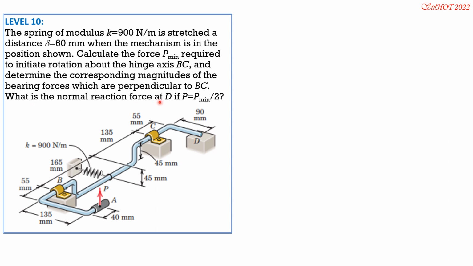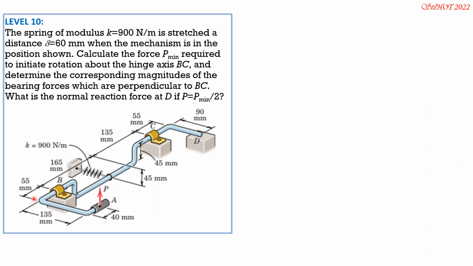What is the normal reaction force at D if P is P minimum divided by 2? If P is half of P minimum, then this mechanism will not rotate. That's why there is contact between this support and D when P is half of P minimum. So let's answer first the question on P minimum and the corresponding bearing reactions at B and C.